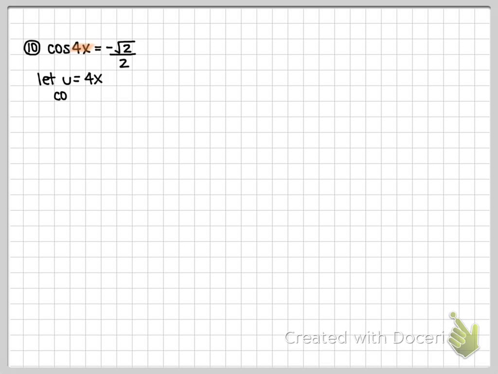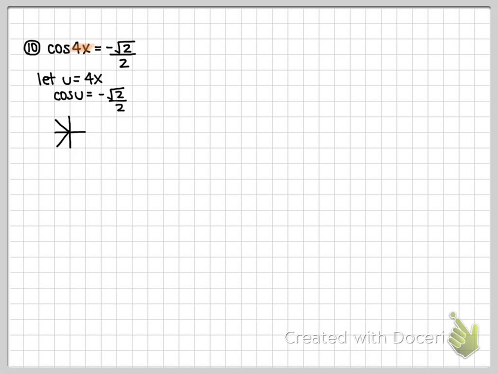So cosine of, take out the 4x, put u in its place, and then just bring down the rest of the problem. So negative root 2 over 2. And I'm just going to draw that situation. Notice that the cosine's already by itself. I don't have to worry about doing any other work. I want negative root 2 over 2 for cosine. Cosine's the x value, and I want to go left then. And remember, negative root 2 over 2 is in the middle of a quadrant. These are the 45-degree reference angles.